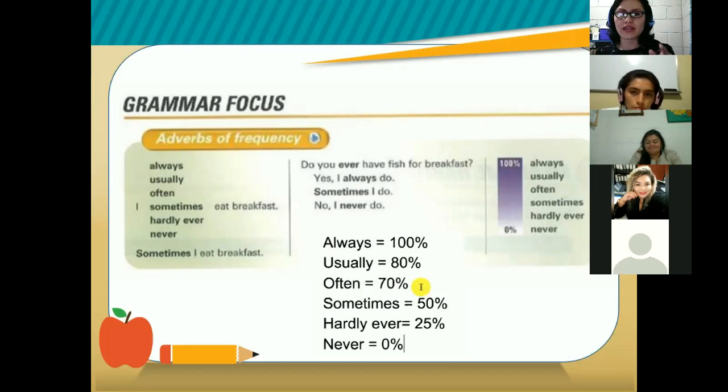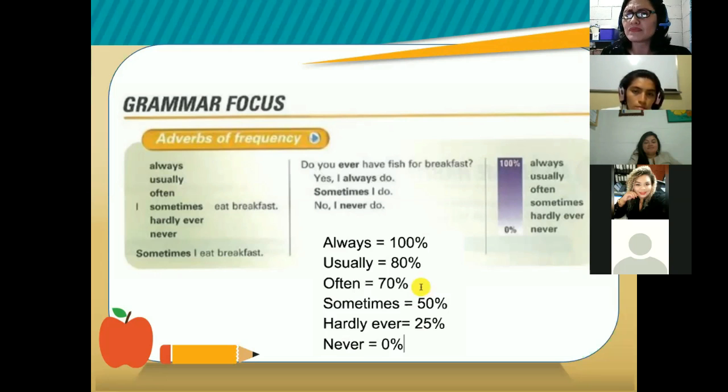Entonces, si ustedes se fijan ahí en el ejemplo, primero va el subject, ¿verdad? Luego tenemos el adverbio de frecuencia y luego tenemos el verbo principal y luego el complemento, ¿verdad? I always take a shower. I, subject, always, adverb of frequency, take, the verb, ¿verdad? I always take a shower. Or I sometimes watch TV in the evening. Okay, so we have to be careful with the position, ¿verdad? La posición en la que estamos utilizando cada uno de los elementos.